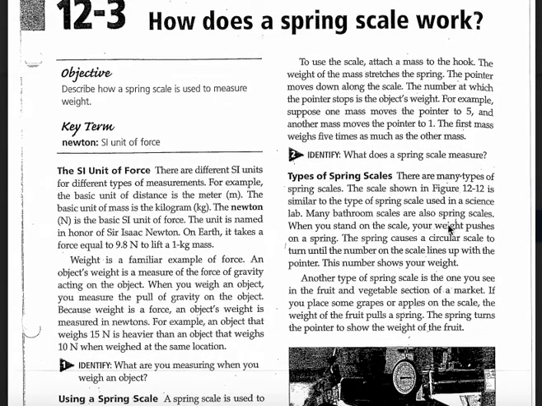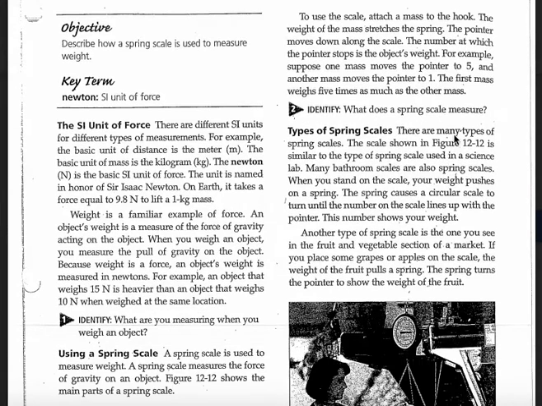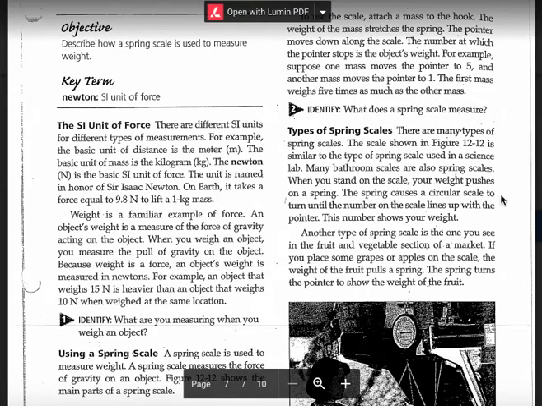To use the scale, attach a mass to the hook. The weight of the mass stretches the spring. The pointer moves down along the scale. The number at which the pointer stops is the object's weight. For example, suppose one mass moves the pointer to 5 and another mass moves the pointer to 1. The first mass weighs 5 times as much as the other mass. What does a spring scale measure? Force, and weight is an example of a force.